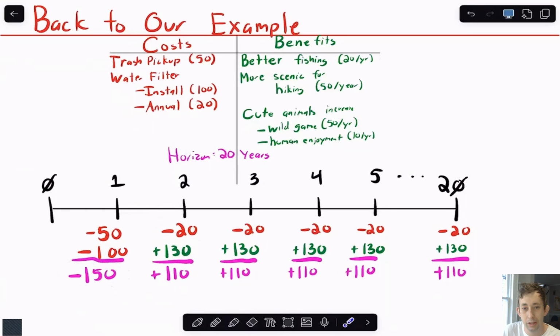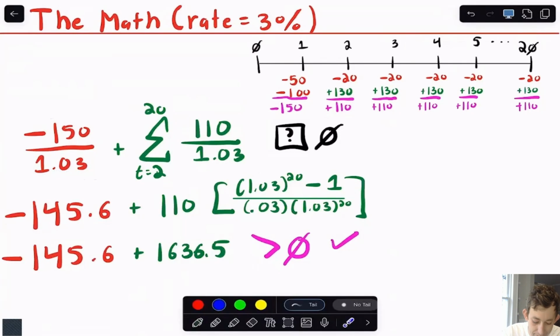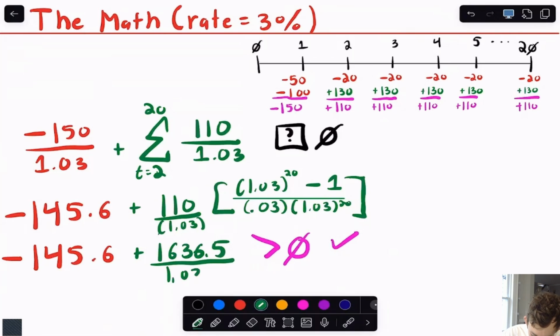So now we're just going to use the math. So now what I've got is 150 over 1 plus r. My benefits start in period 2 and they go to period 20, and I'm asking if that's greater than, equal to, or less than 0. So what I'm going to need to do, and what I forgot when I did this originally, is divide this by 1 plus r, because I've got a period 2 and I need to discount it by 1. And so now we can use that formula where I've got 1.03 to the 20 minus 1 over 0.03 times 1.03 to the 20. This is 1636 divided by 1.03.